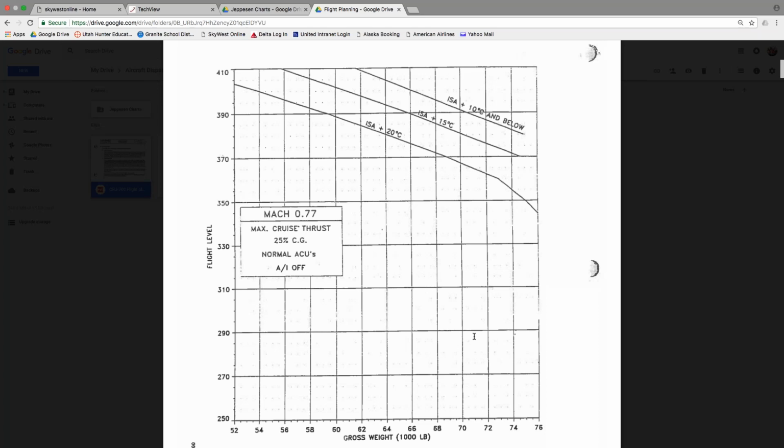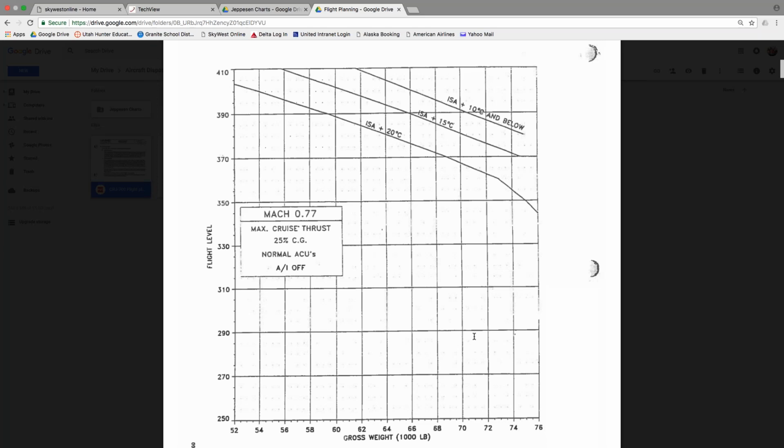Then from there, we've got these three lines here. The first line is ISA plus 20 degrees C. ISA plus 15, and ISA at 10 degrees C and below. So the first thing that we do is we take our gross takeoff weight. Our MTOW, right? Max takeoff weight. What was that? 64,215.